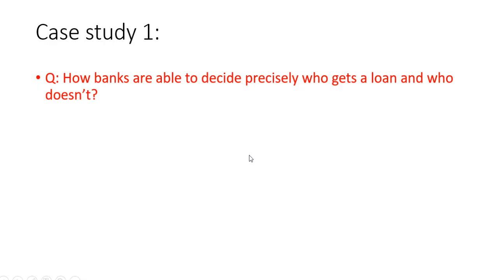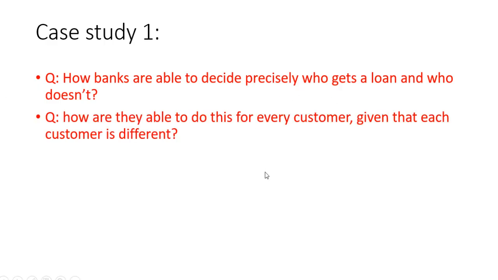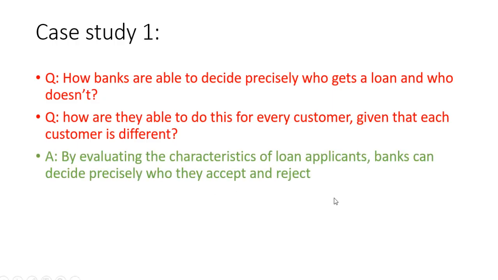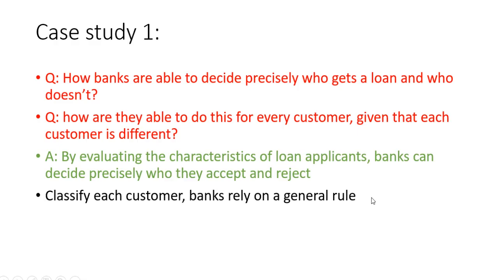So let's take a case study of a bank. You might be wondering how banks are able to decide precisely who gets a loan and who doesn't. How are they able to do this for every customer, given that each customer is different? The answer is by evaluating the characteristics of the loan applicants, right? The banks will decide precisely who they accept or reject. So basically the bank is classifying each customer based upon the characteristics of his loan application.